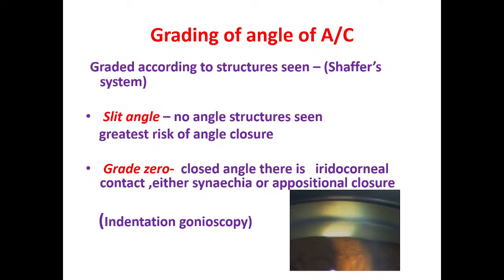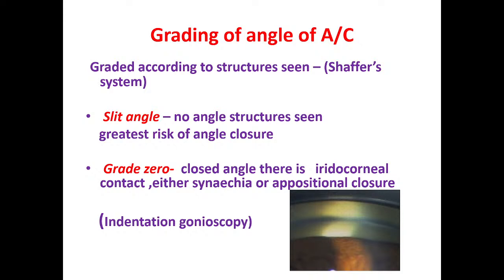Is it clear? So if the angle structures are not seen and you see iridocorneal contact on gonioscopy, it can be an appositional closure, where they are just in contact but there are no adhesions because the patient did not have any attack of angle closure glaucoma, or there can be a synechial closure, the adhesions. So how will you differentiate between these two? The zero angle with iridocorneal contact, whether it is appositional or synechial closure. How will you differentiate between these two?